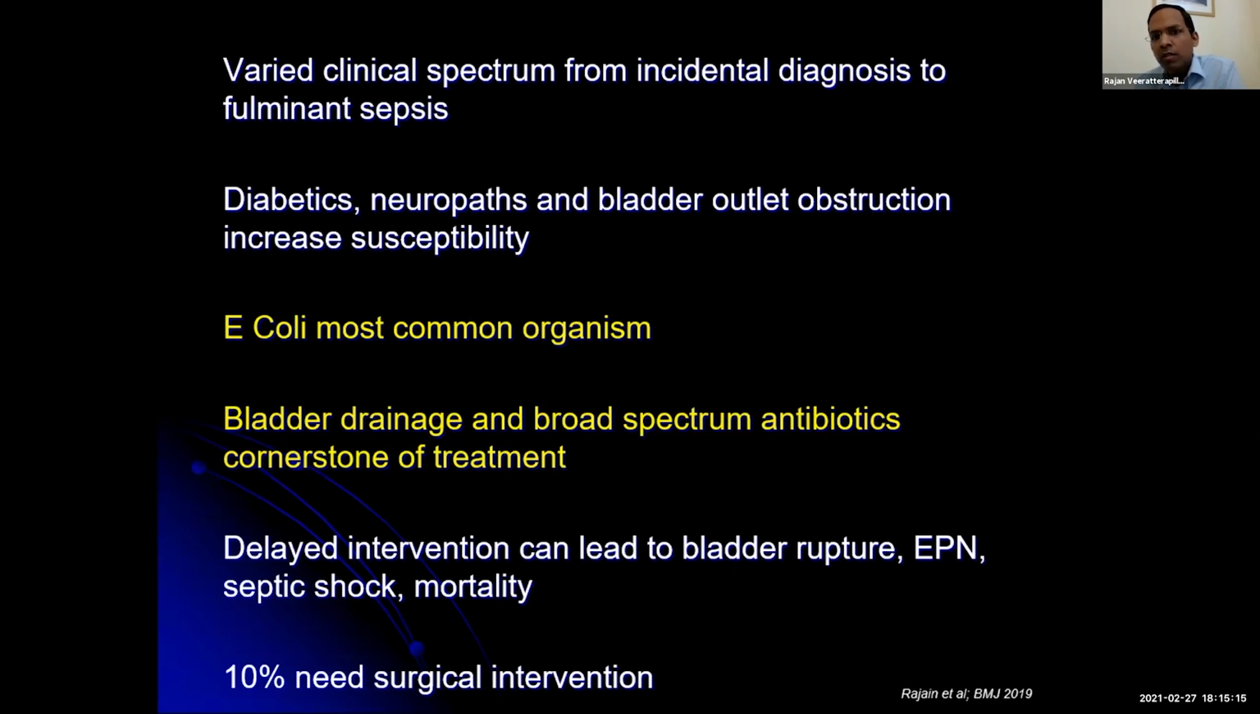Although the overall mortality from this is only about 6 to 9%, because a lot of the cases tend to be subclinical. About 10% need surgical intervention. These would be for cases of bladder rupture. Occasionally, partial cystectomy may have been required for debridement of a devitalized bladder wall.